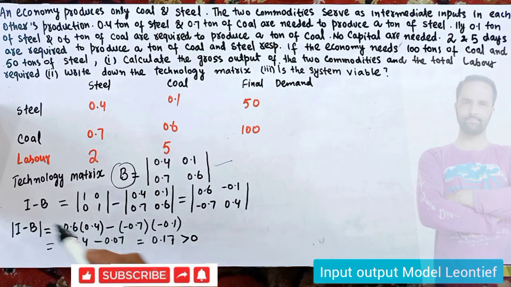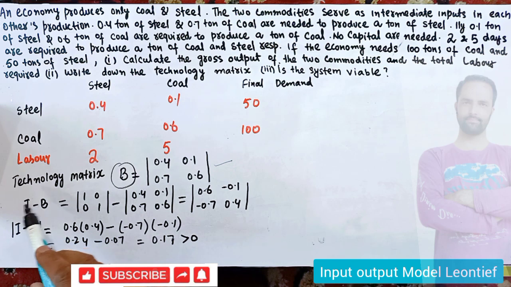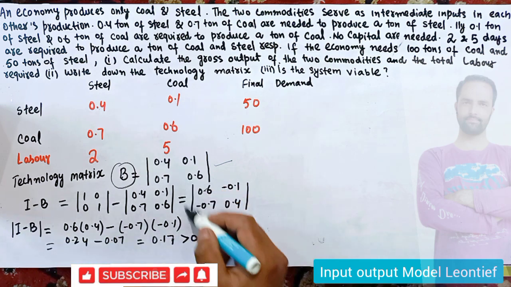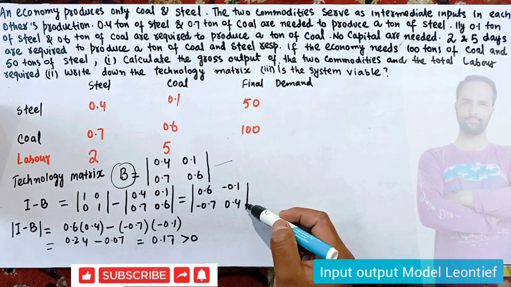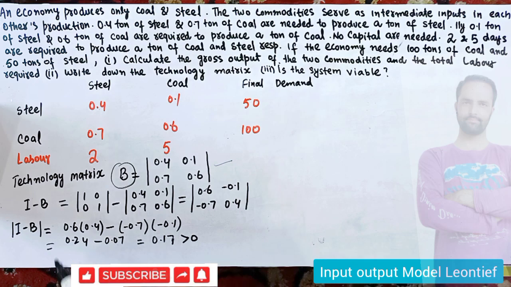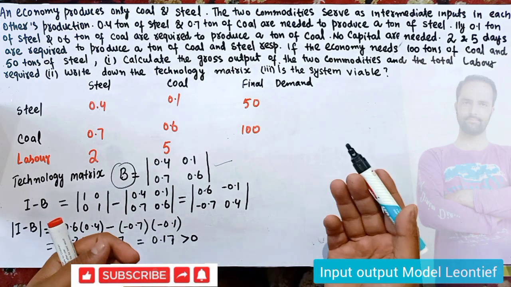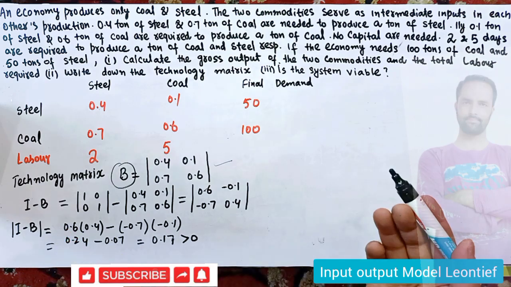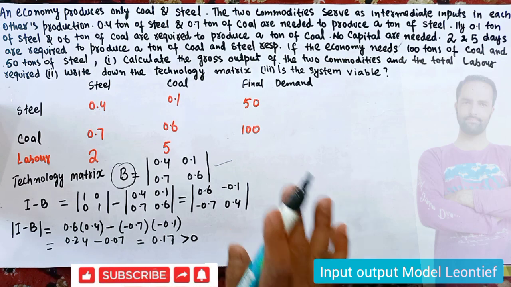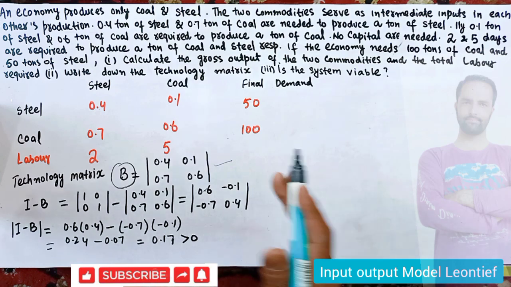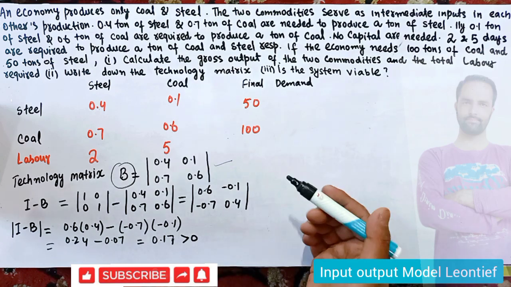The Hawkins-Simon condition tells us that when we subtract the technology matrix from the identity matrix, we get this matrix. Now, if the principal diagonal elements of this I minus B are positive, and if the determinant of I minus B is positive, then the Hawkins-Simon condition is satisfied. Here we can see both conditions are being satisfied, and we can say this system is viable.